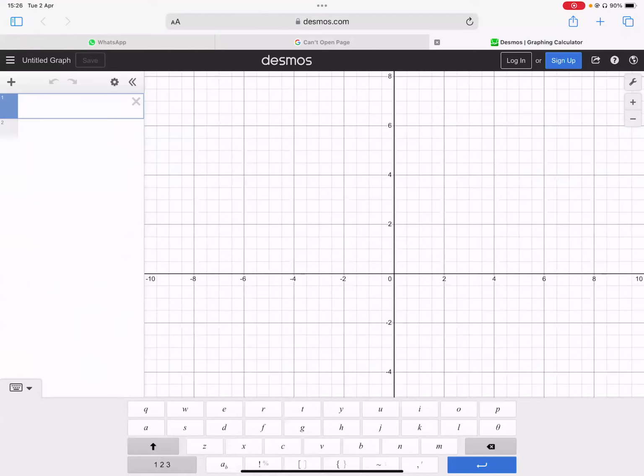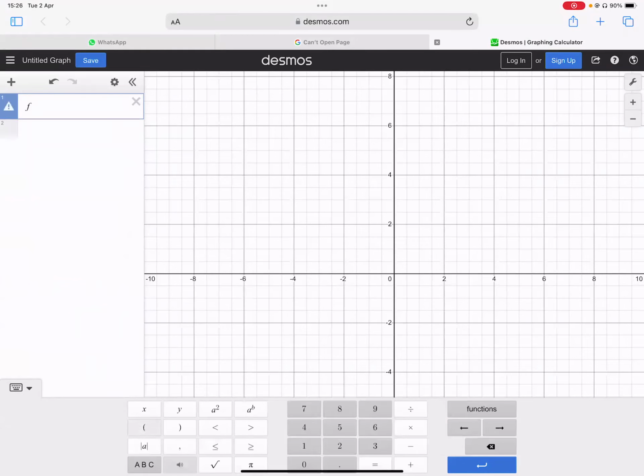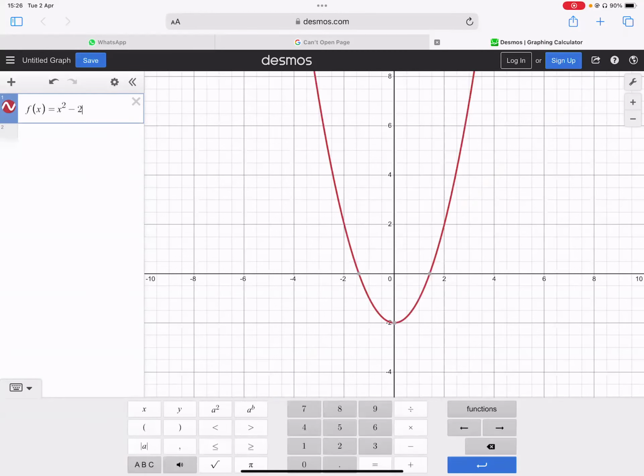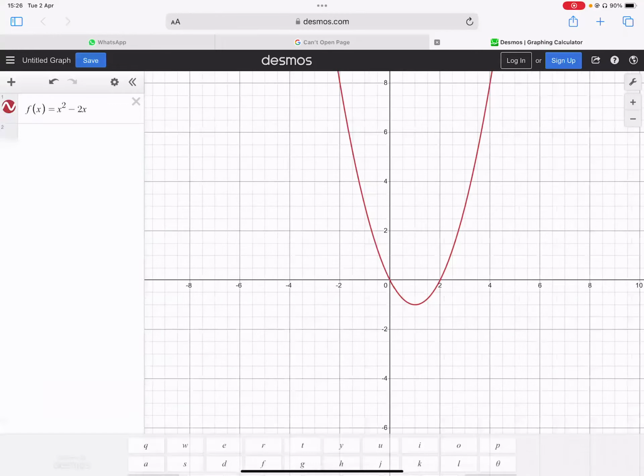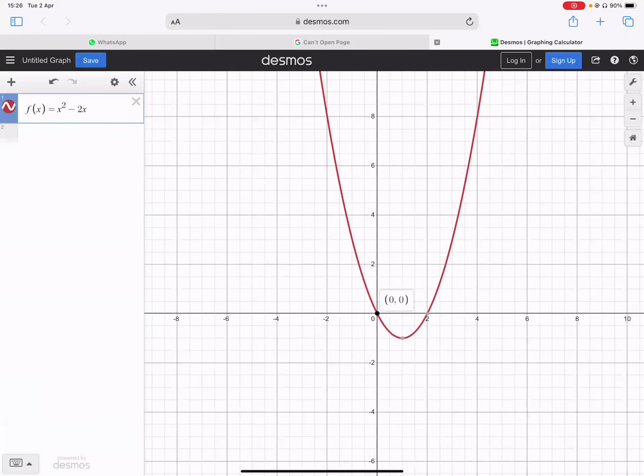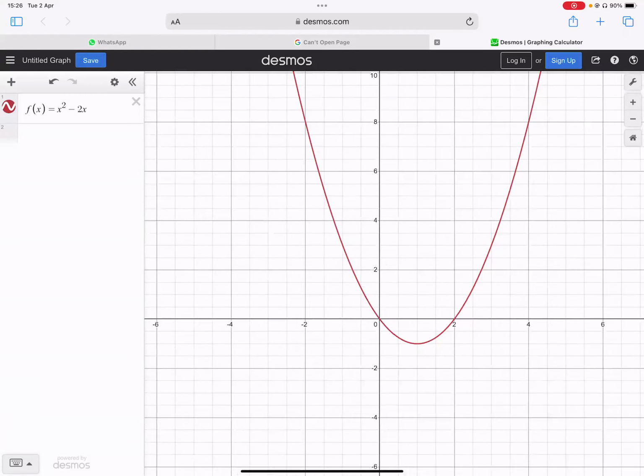We have a function f of x, and that equals x squared minus 2 times x. Now, this is what the graph of this function looks like. Okay, it's a quadratic function, x squared minus 2x. This is what the graph looks like, right? It's a U-shaped graph.